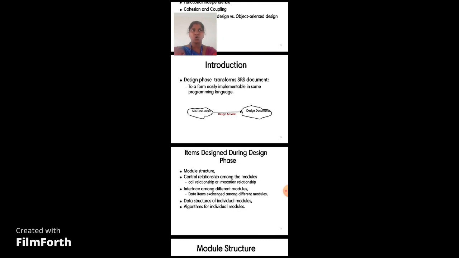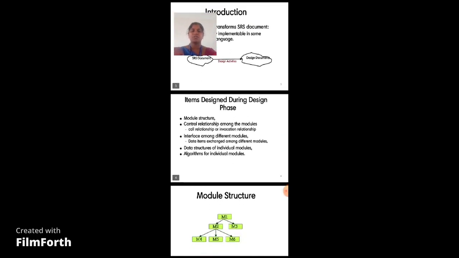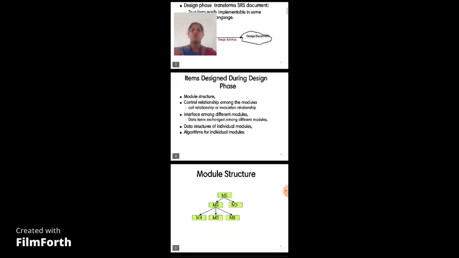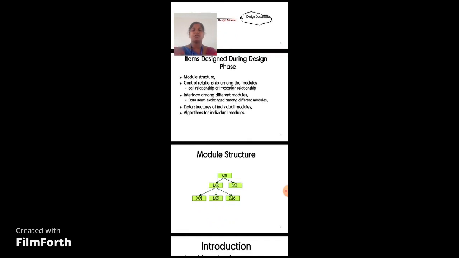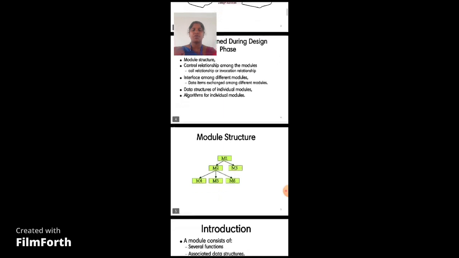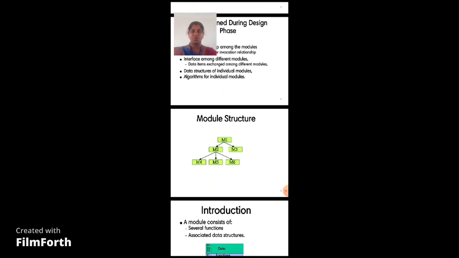Going back to the SRS document, we have to know that the SRS document is the main document for creating our design structure. In this design structure, we have to transform from the SRS document based on the programming language. We have to know about the designing phase and the items created in this software structure: the module structure, control relationship among the modules, interface among the different modules, data structures of the individual modules, and algorithms for the individual modules.